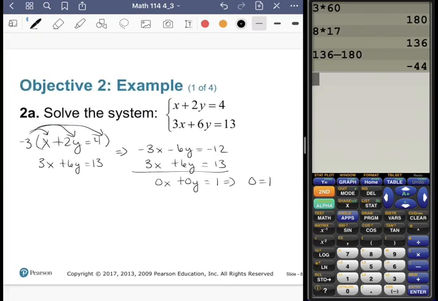And remember with the theorems we had before, since the statement is false, then we have no solution.